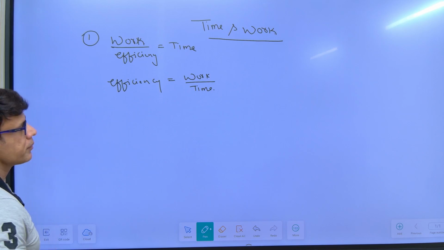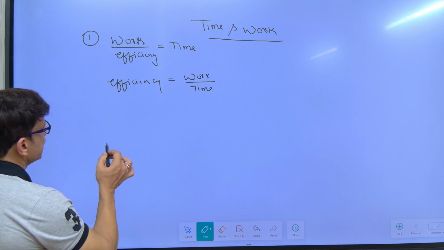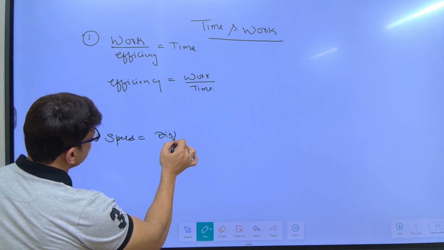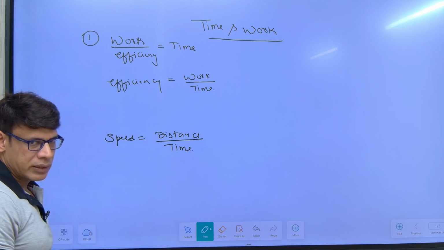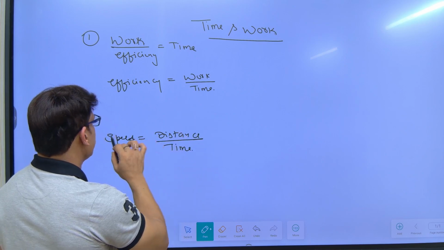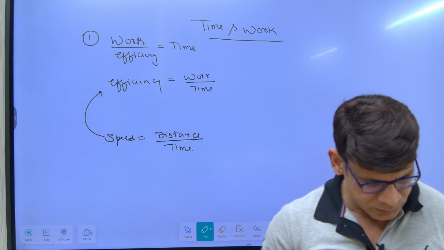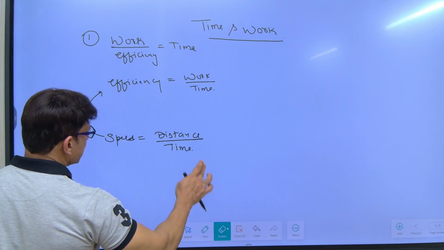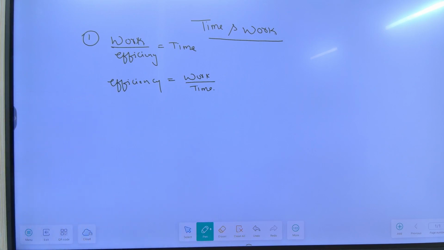Now, this is basically similar to speed, time, distance, right? In speed, time, distance, how do you define speed? Distance upon time. In time and work, that distance becomes work, time remains time, and speed is efficiency. Clear? So if you remember speed is equal to distance upon time, you can also remember efficiency is equal to work upon time.